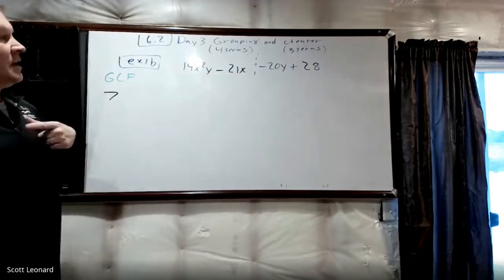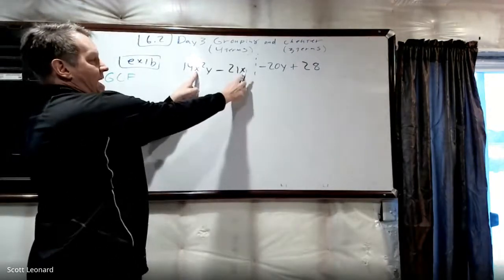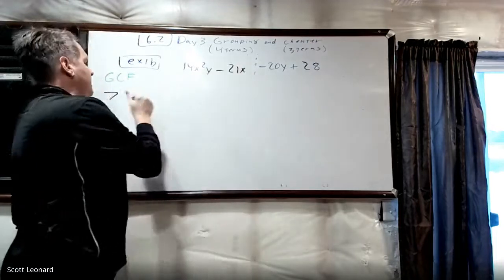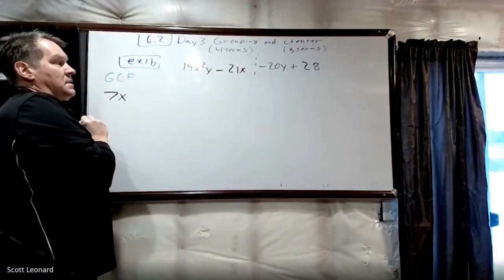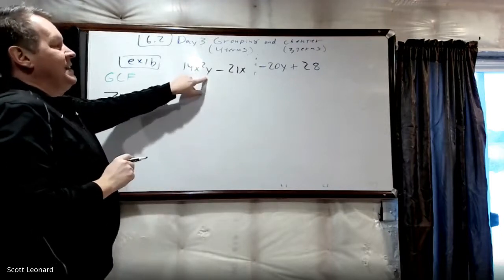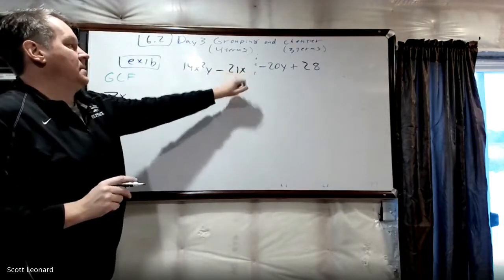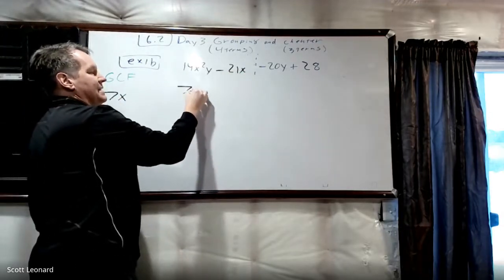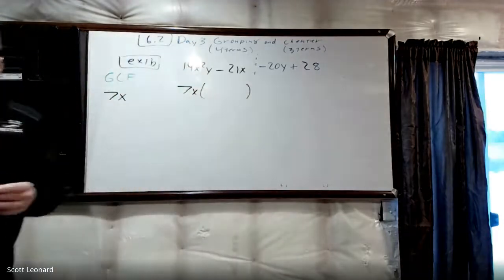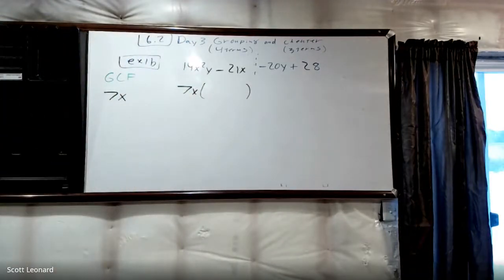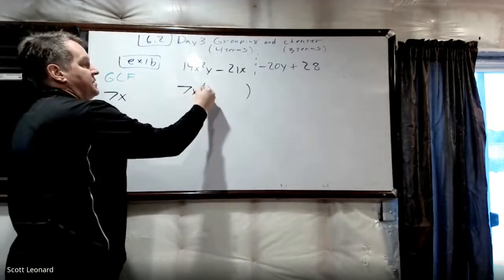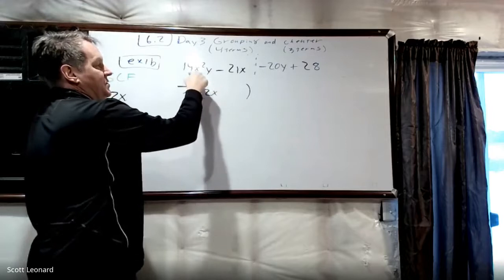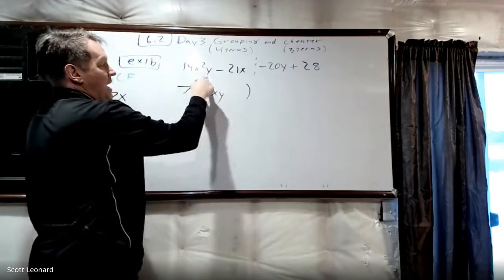Okay? Now as I look at my letters, I have an x squared and an x. I'm like, okay, I have an x in both, but the smallest one is x to the first. That was our rule. Okay? Now as I look at the y's, there's a y in this one, but no y in that one. So there's no y in our GCF. So as I go to factor this, I would get 7x parentheses. I'd say, okay, 7 times 2, x times x would give me x squared, but I also need to put in the y that's there.